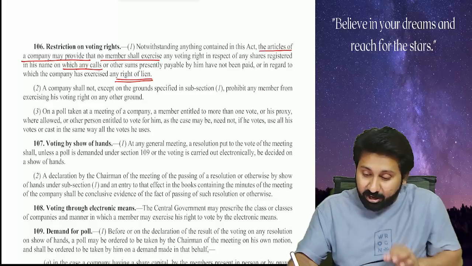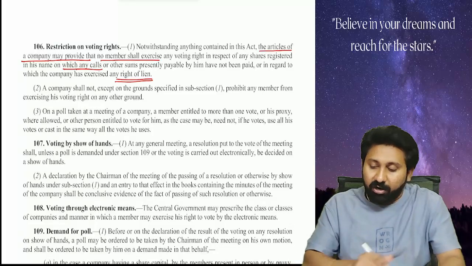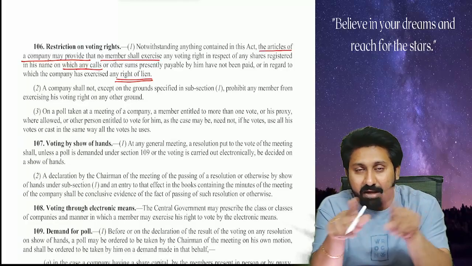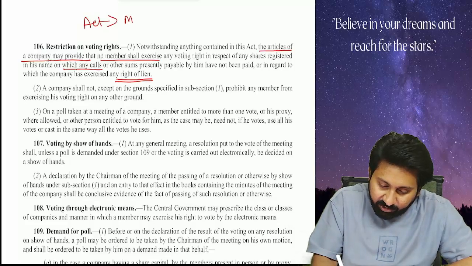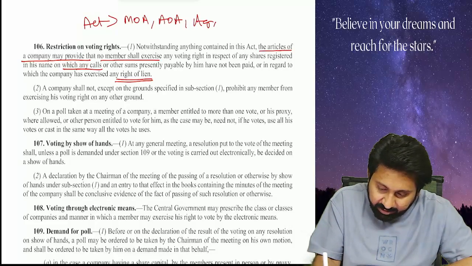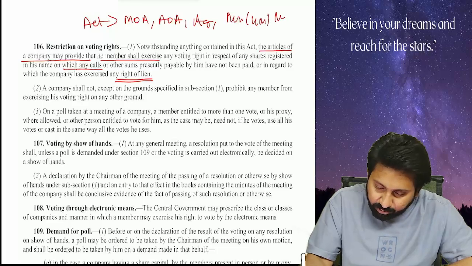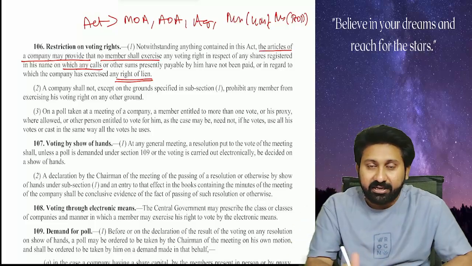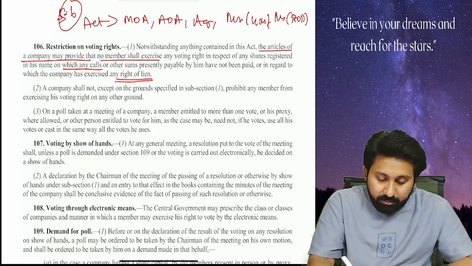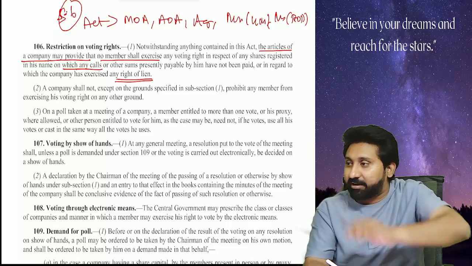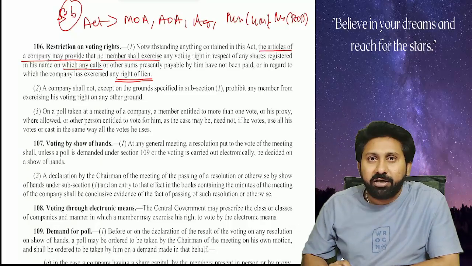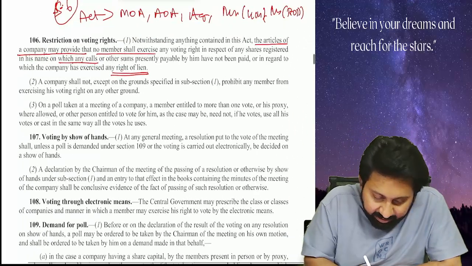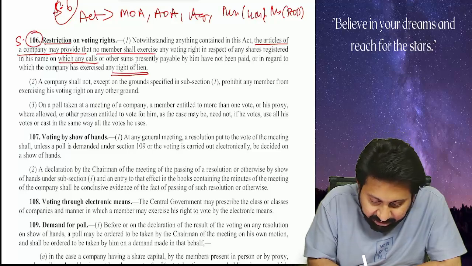I'm going to tell you the meaning of save as otherwise provided. What they said: save as otherwise expressly provided in this Act, the Act will override the memorandum and articles. The Act will be greater than the MOA, AOA, agreement, resolutions in a general meeting, and resolutions passed by the board of directors. This is what is said in the Act. Section 6 said like this, using the words save as otherwise expressly provided in the Act. So what do you mean by that save as otherwise? That is a saving clause. Here, if you see section number 106, restriction on voting rights.